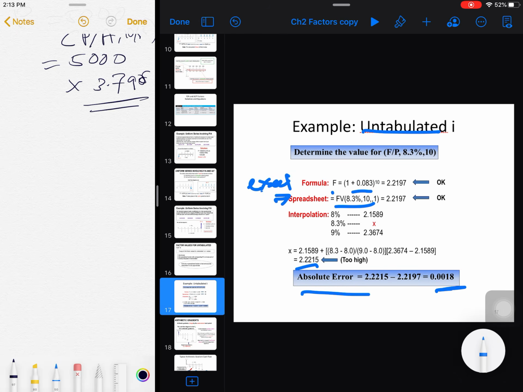Okay, from interpolation, you may get some absolute error. But when you have untabulated I, you can use both ways. However, there will be some discrepancies. Discrepancy meaning minor differences, but still usable for solving this equation.